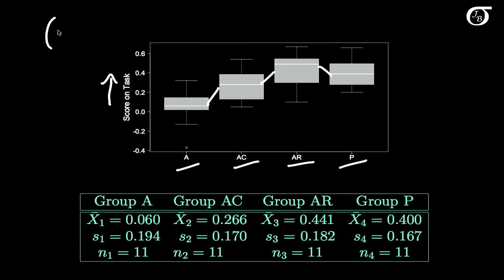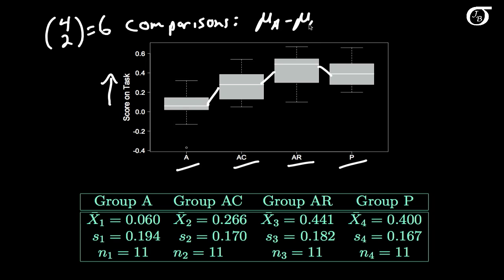Since we have 4 groups here, we have 4 choose 2, or 6, pairwise comparisons that we want to look at. And those are simply going to be mu A minus mu AC, mu A, the alcohol group, minus mu alcohol and reward, and so on. There are 6 possible comparisons. Now we've already got the margin of error for all of these different intervals. So now we just want our point estimate of this difference.